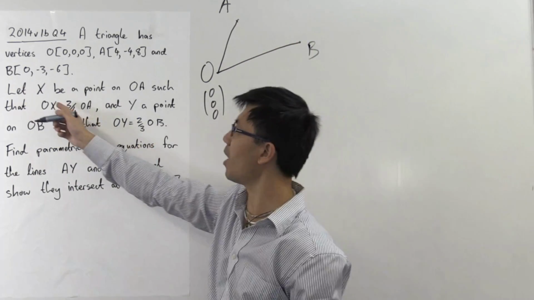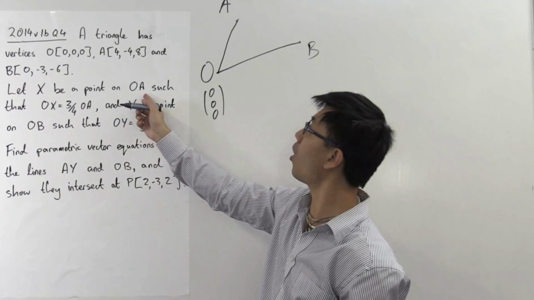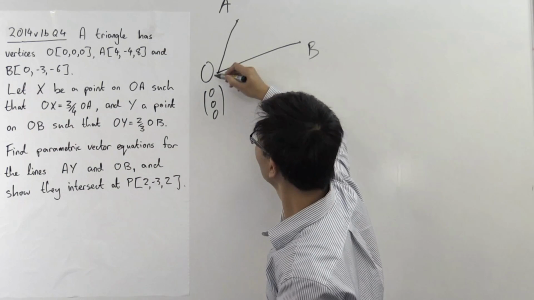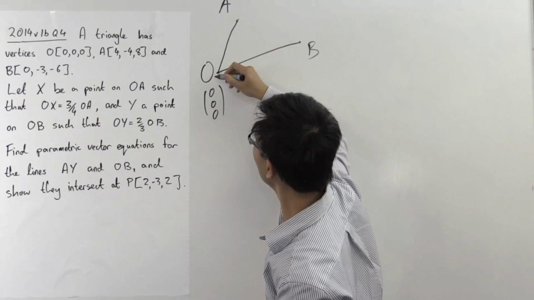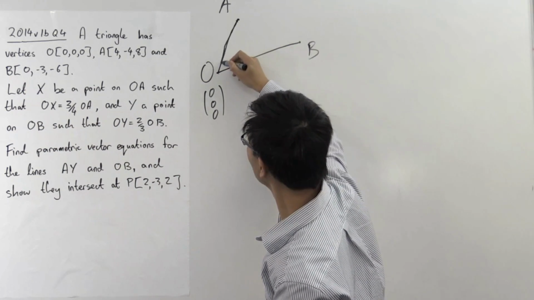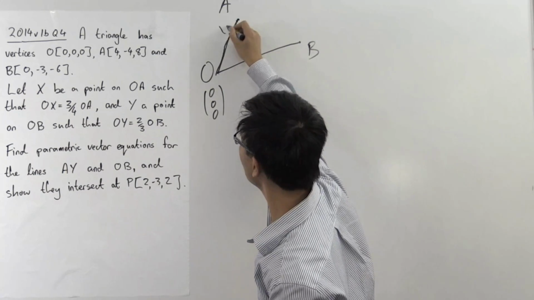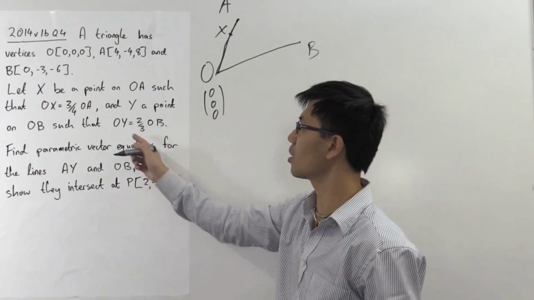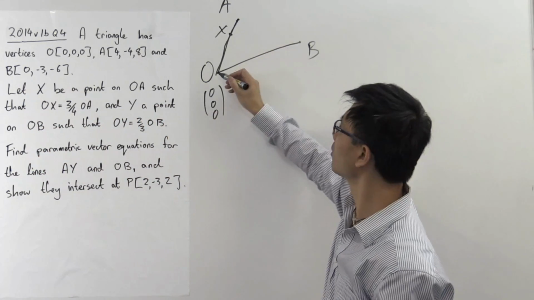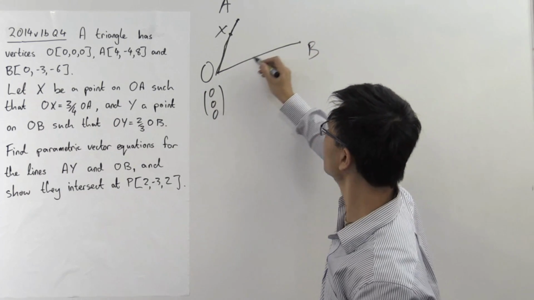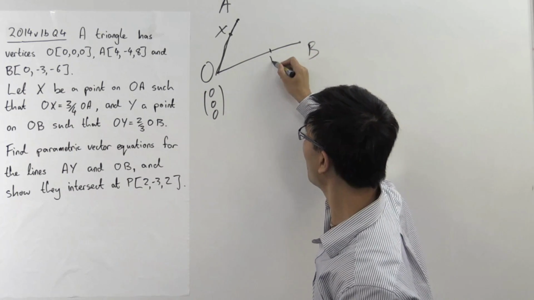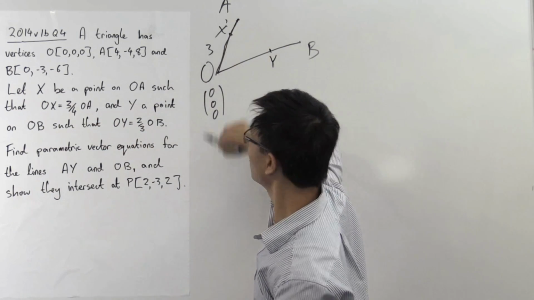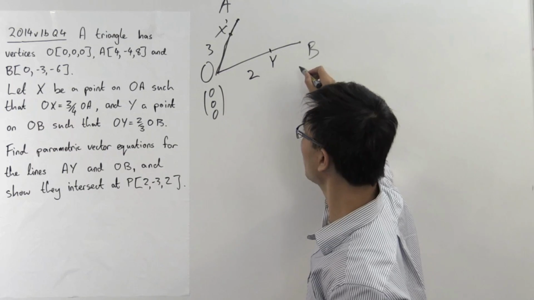And what else do we have? Another point here, X. X is a point on OA, such that OX is 3/4 of OA. So OX is just going to be 3/4 the length of this one here, okay? So maybe it's about here is our X. And Y is a point on OB, such that OY equals 2/3 OB. So you want it to be 2/3 of the way, Y. So I guess the ratio here is 3 to 1, and this is 2 to 1.